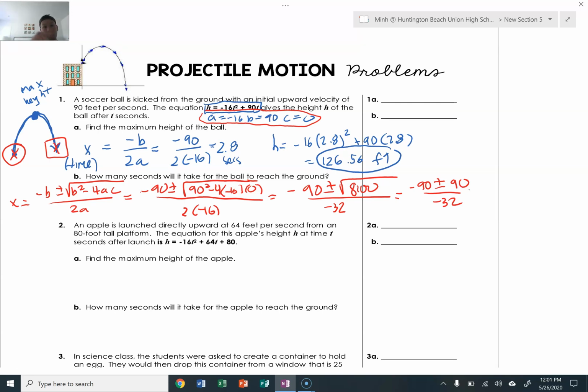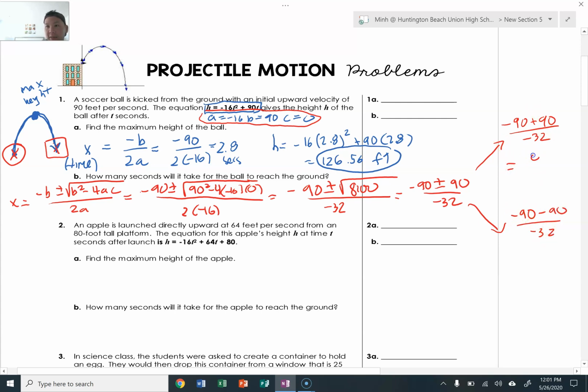Now we have a plus or minus, so we have two solutions here. Let's split them up. So I have negative 90 plus 90 over negative 32, then I have negative 90 minus 90 over negative 32. Now this one, negative 90 plus 90, is going to be 0 over negative 32. So my first answer is 0. I'll explain what that 0 means in a bit, and it goes back to the diagram. The second one is going to be negative 180 over negative 32. And if you divide that, it's equal to 5.625 seconds. This is also seconds.